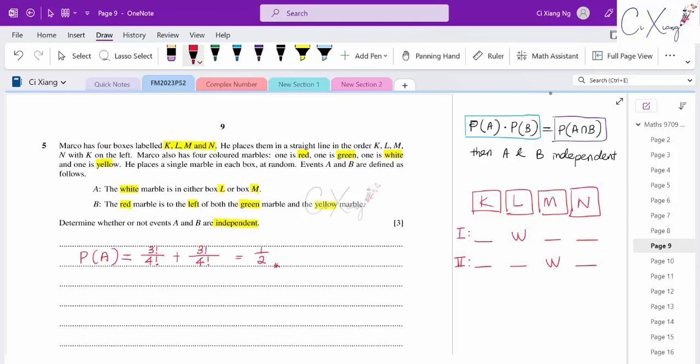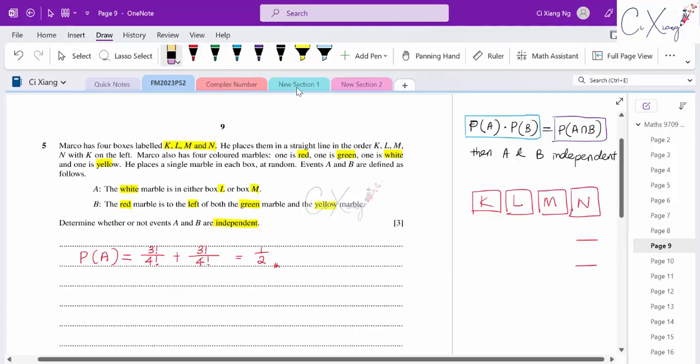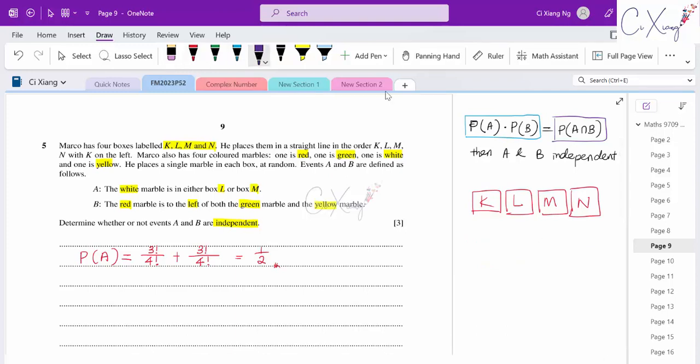And now we are interested in the probability for event B. So let's have a look at what the definition for event B is here. For event B, they are saying that the red marble is to the left of both the green and the yellow marble. Red is to the left. So when we say red is to the left of both green and yellow marble, what are the possible cases that we will have?